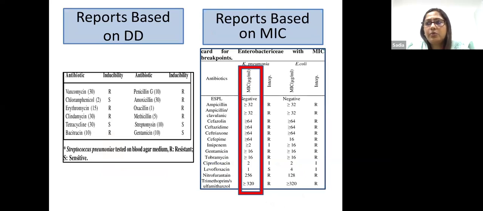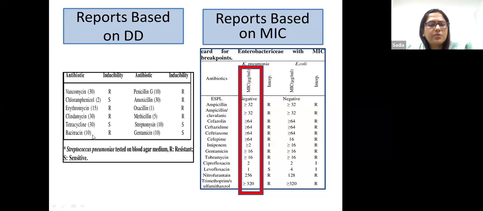Right. So again, we get a frequent question from many practicing physicians. How do we make out whether our report is based on diffusion or is it based on MIC? Generally, a good lab will write in its report the methodology that it has used. So if it's written Kirby-Bauer disk diffusion method, or it's simply written disk diffusion method, then it means that it has used a disk diffusion methodology. If you see this report on your left hand side, you can see that drugs are written and the interpretation is written, whether it is resistant or sensitive, R or S. In brackets they have written the strength of the antibiotic discs used.